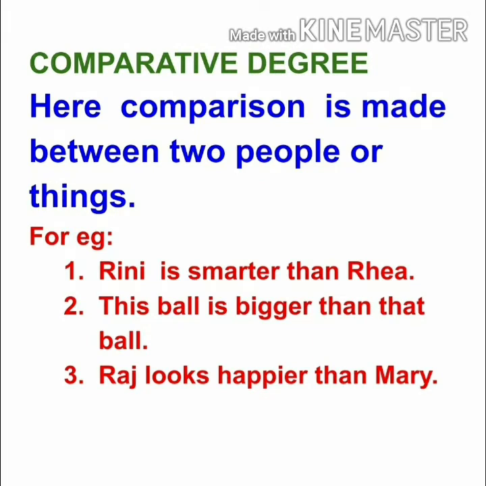Comparative degree. Here, comparison is made between two people or things. For example, Rini is smarter than Ria. Here, the comparison is between Rini and Ria.